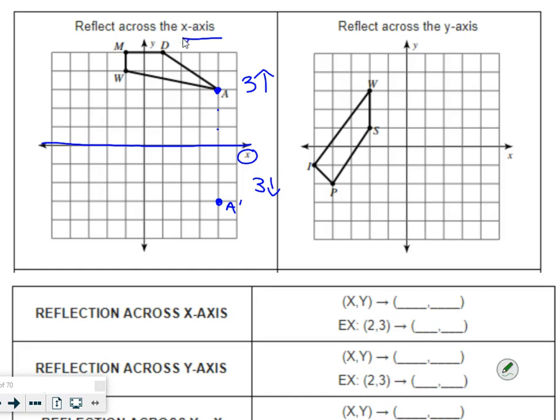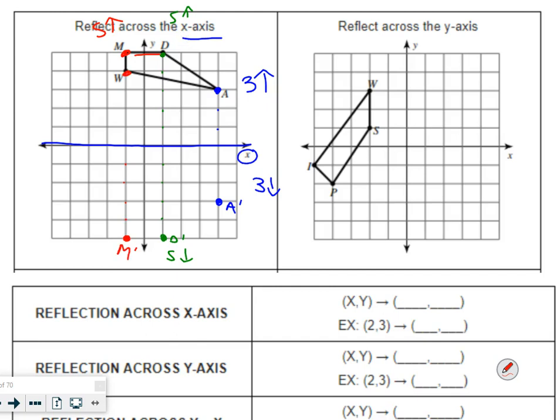Coordinate point D is 1, 2, 3, 4, 5 up. So then we would go 5 down for D prime. So we'd go 1, 2, 3, 4, 5, and there's D prime. M is also 5 units up because it's at the same level as D. So we would just go 1, 2, 3, 4, 5 units down, and there's M prime.